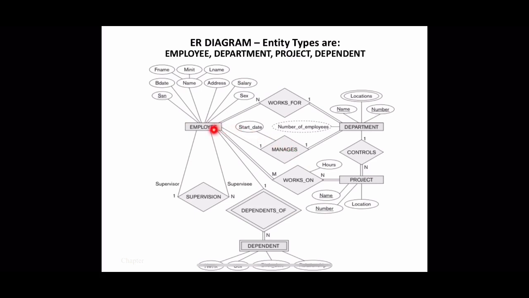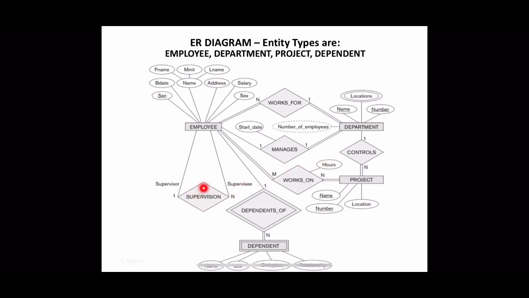Like that, we have the relationship works for between employee and department, which has total participation on both sides, right? Total participation. So an employee should be a member of a department for sure, and each department should have at least one employee. The cardinality is n to 1, in the sense that n number of employees can be members of the same department, and an employee can be a member of only one department at any time. Like that, every relationship is marked either partial or total, and attributes are marked.